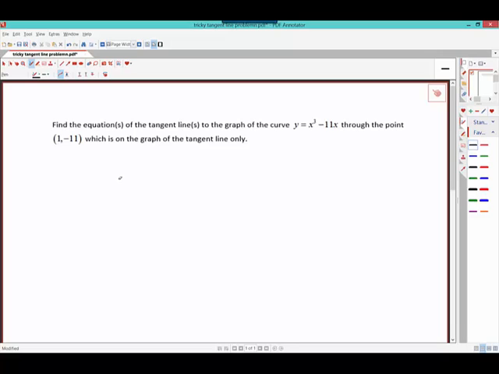What we're being asked to do is find the equation or equations of any tangent lines to the graph of this curve, y is x cubed minus 11x, through the point (1, -11), which is on the graph of the tangent line only, not the curve. So if you think about it, there's a couple of concepts here. Let's strategize, right? What do we know?